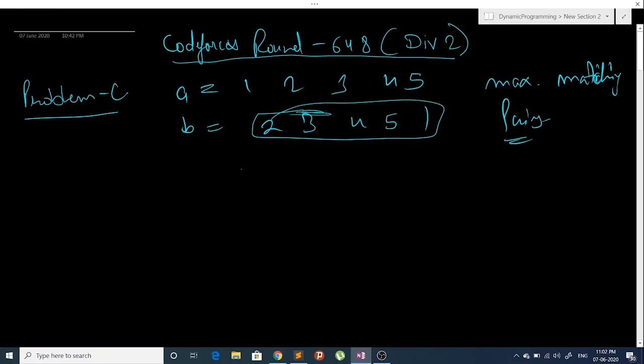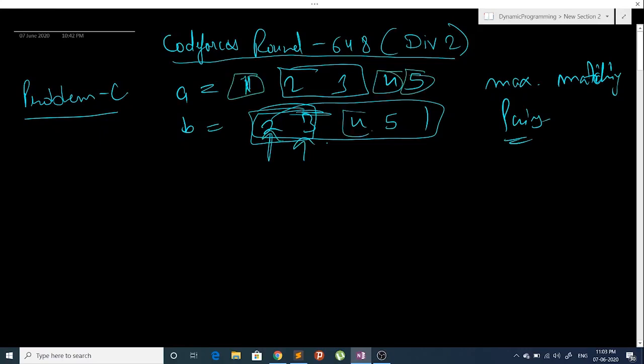The efficient solution will be, for example, we can see that these elements are just one rotation further from this array. One rotation means that these elements have a total distance of 1. For example, it has a total distance of 1, it has a total distance of 1, 1, 1, and it has a total distance of 1.